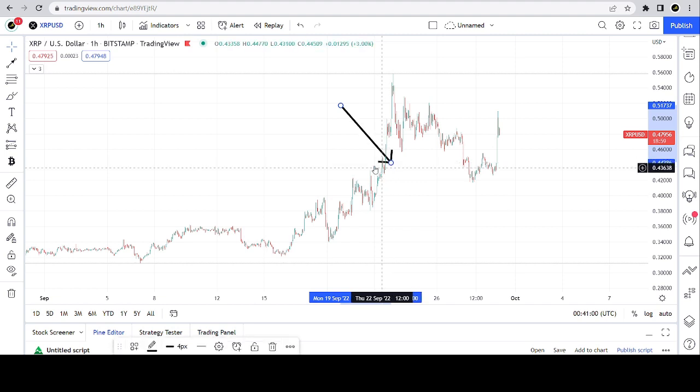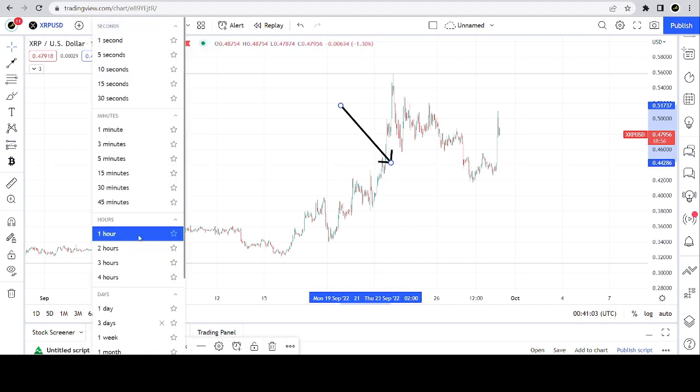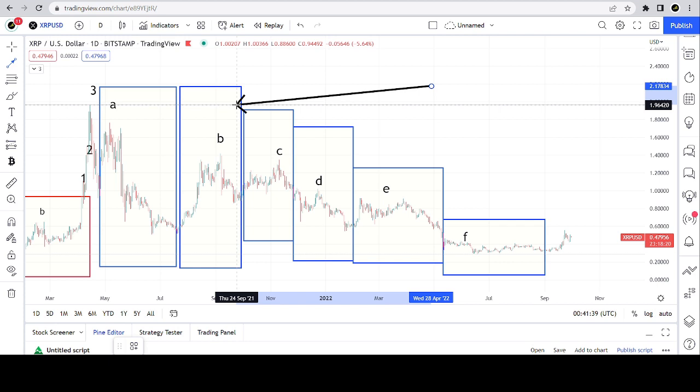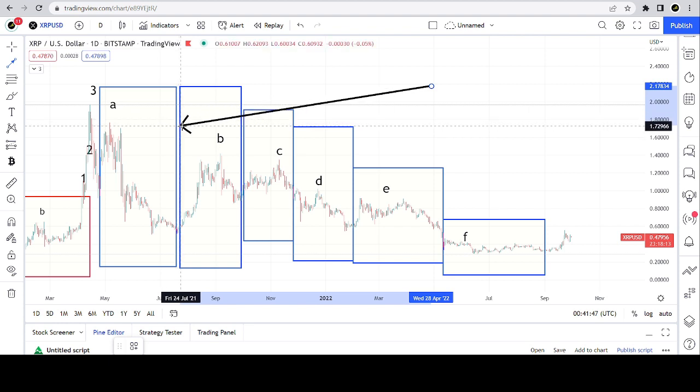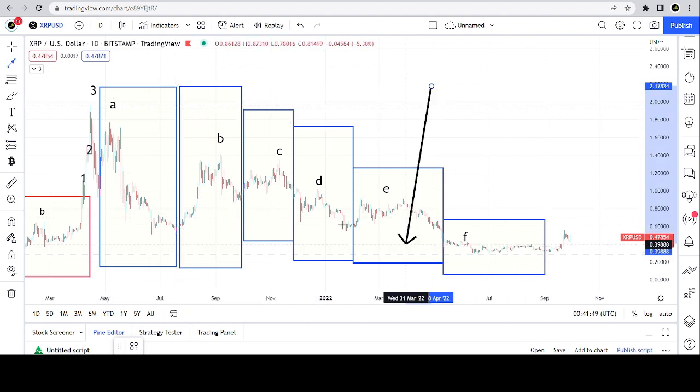So I'm going to zoom out and show you the bigger picture for a second. Here we are on a day candle. The previous one was an hour candle, so it was a much more zoomed in view of what is taking place on the XRP chart. As you can see, I have things broken up here.